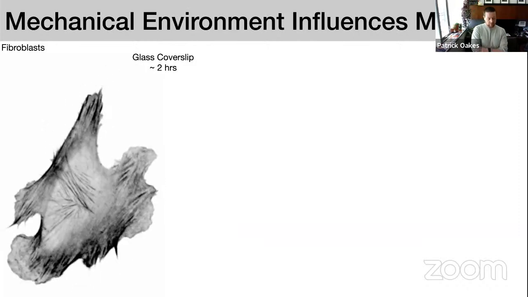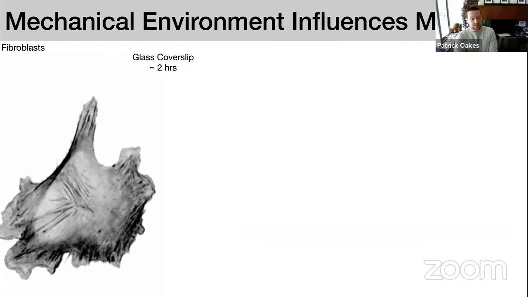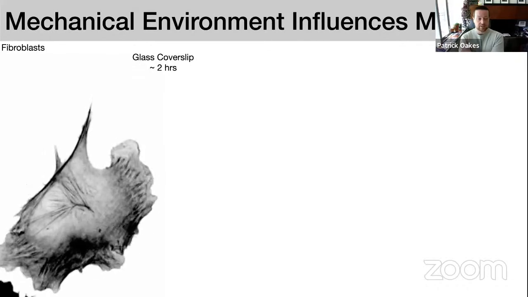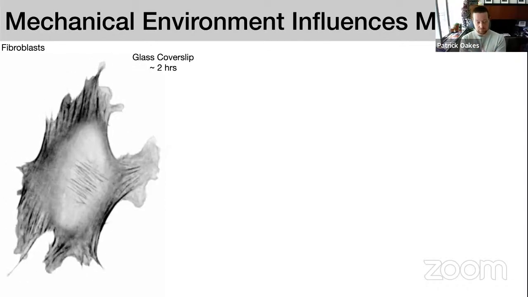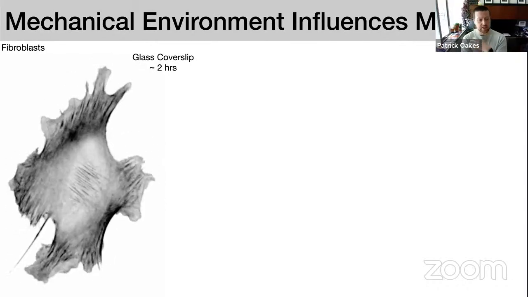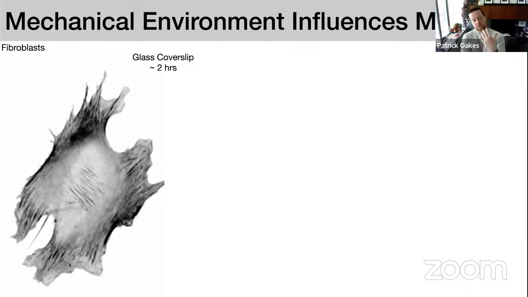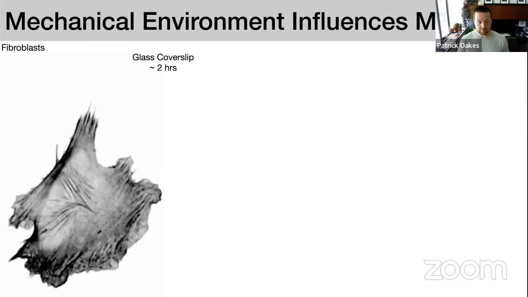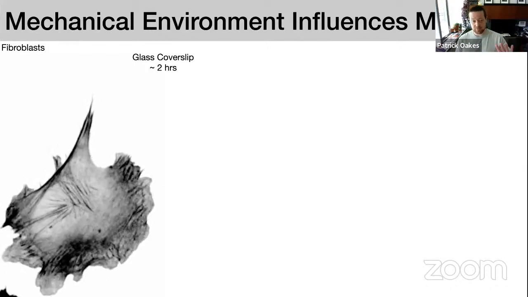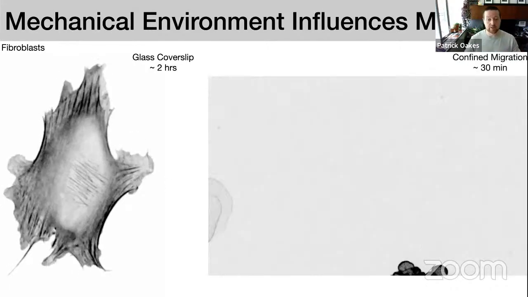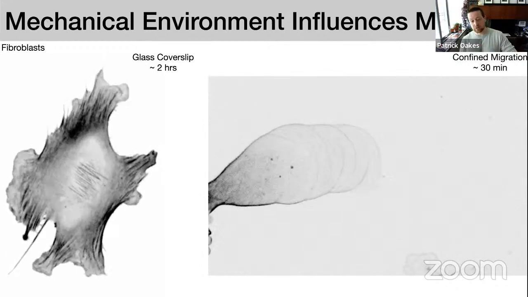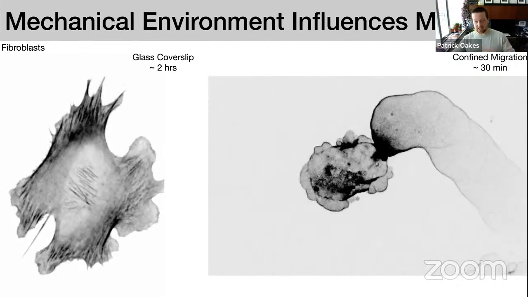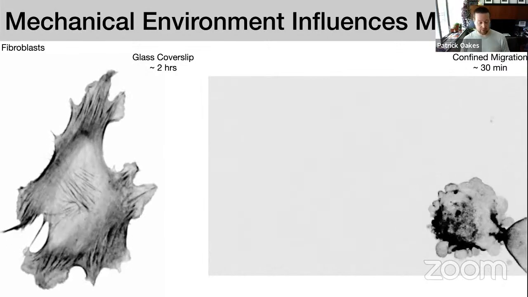exhibit their different phenotypes. So here's a traditional fibroblast. If I showed this to any of you, you'd all say that this looks exactly like what you'd expect a fibroblast to look like. There's clear actin stress fibers. There's nice lamellipodia. It's changing shape and slowly moving around the coverslip. However, if we take that exact same fibroblast and now we put it under confinement, now we see this crazy leader bleb formation kind of thing where there's a massive lamellipodia dragging a uropod behind it.